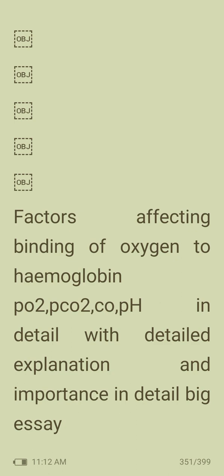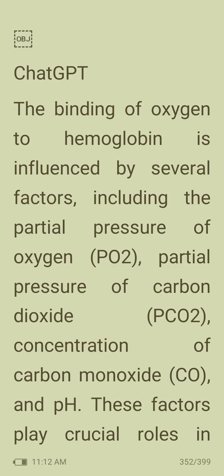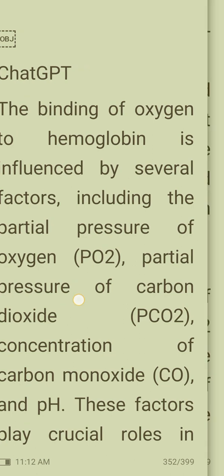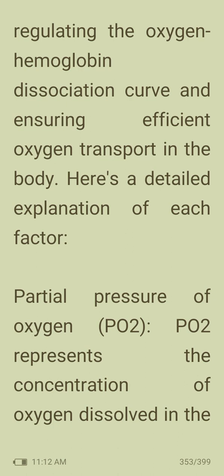Then, factors affecting binding of oxygen to hemoglobin: PO2, PCO2, PCO, pH, in detail with detailed explanation. The binding of oxygen to hemoglobin is influenced by several factors, including the partial pressure of oxygen, partial pressure of carbon dioxide, concentration of carbon monoxide, and pH. These factors play a crucial role in regulating the oxygen hemoglobin dissociation curve and ensuring efficient oxygen transport in the body.